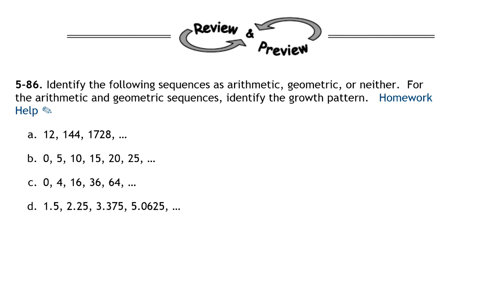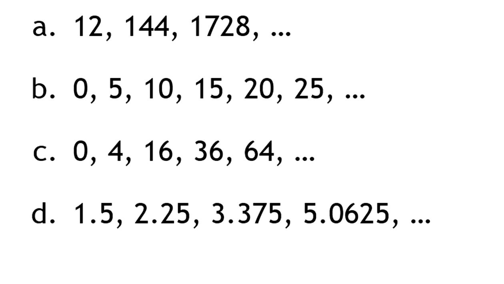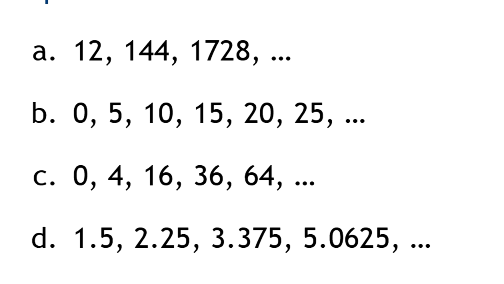The question says identify the following sequences as either arithmetic, geometric, or neither. For the arithmetic and geometric sequences, identify the growth pattern. So it's a possibility that the sequences here could be neither arithmetic or geometric. Now, in order for a sequence to be arithmetic, it means that we have to be adding the same value as we proceed from one term to the next.